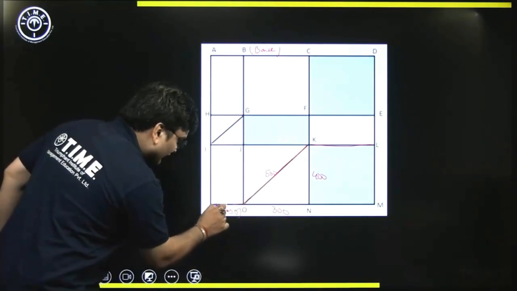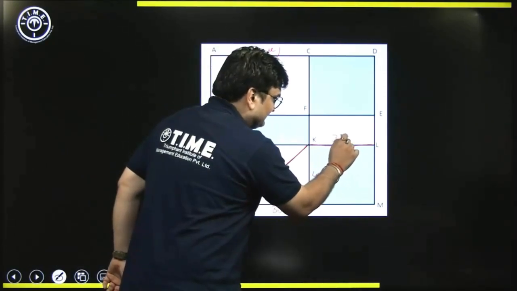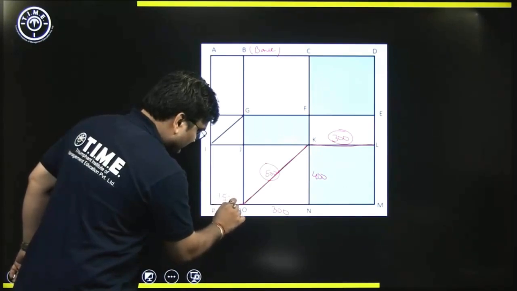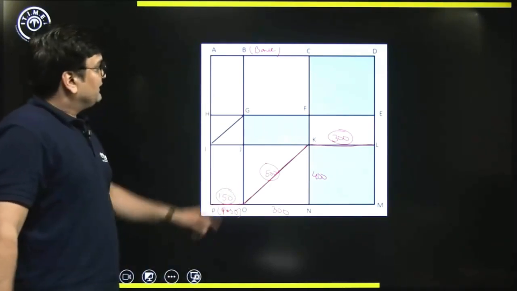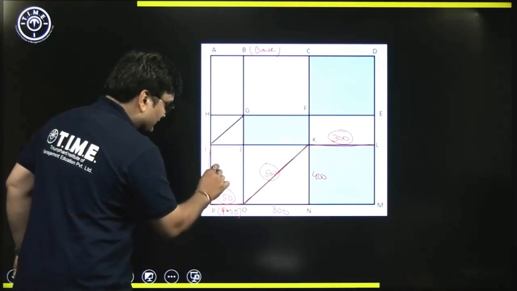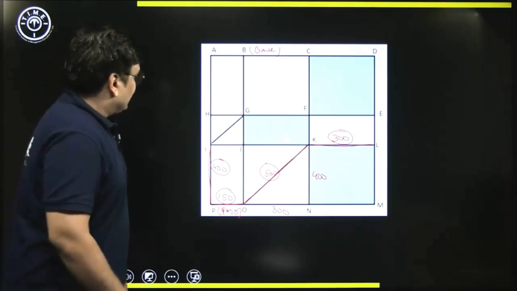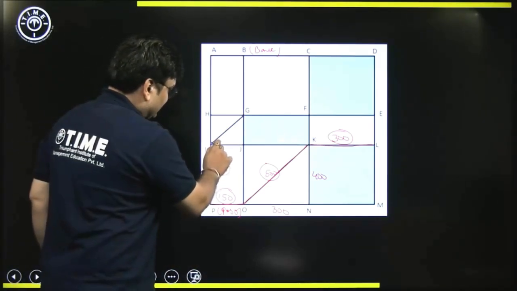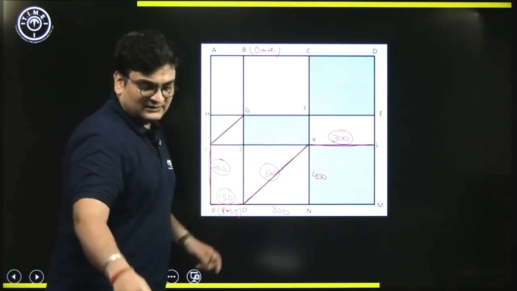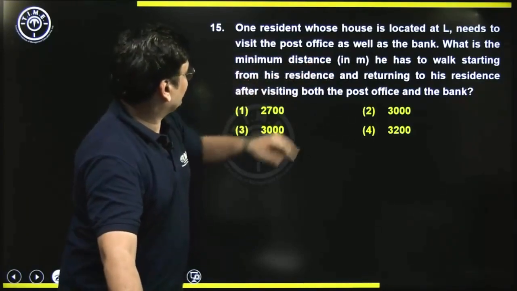Then he will go to post office. So, how much has he covered so far? He has covered 300, he has covered 500, here he will cover 150, this was 150 given to us, and now he has to go to bank. So, how can he go to bank? He will go along this distance, this was 400, and from here he will move along the diagonal again, because always remember diagonal would be the shortest, and the question asked us for minimum.